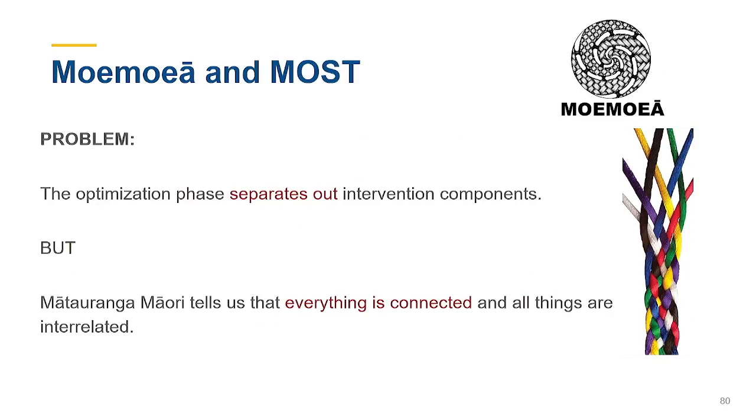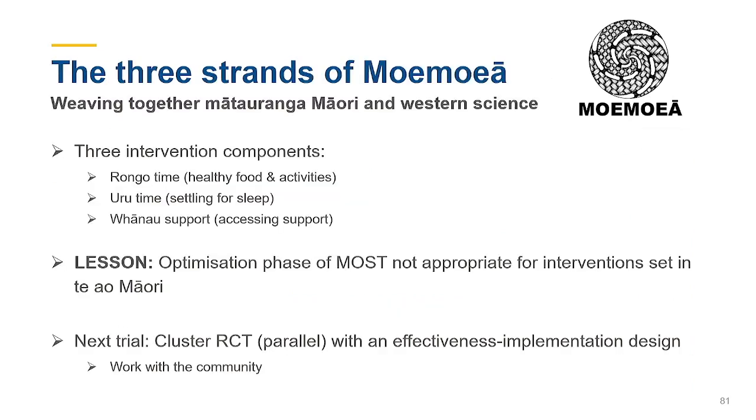The problem for us was that the factorial design from MOST separates out the intervention components, whereas Mātauranga Māori tells us that everything is connected and all things are interrelated. So these were two conflicting approaches when we came to design the intervention components. While this was a challenge, our team created 3 clearly distinct and important intervention components that were grounded in Te Ao Māori, and we have now completed our data collection phase.